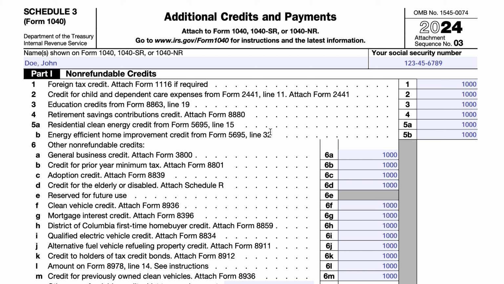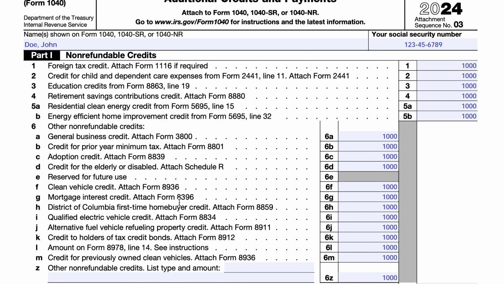Line 5A and 5B. In prior years, this was reported in different parts of this, but the IRS has done a pretty decent job of clarifying that there are two residential energy credits that are reportable on IRS Form 5695. So the first one is the residential clean energy credit. That's on line 15. And then the energy efficient home improvement credit, which is on line 32. Same form, IRS Form 5695.